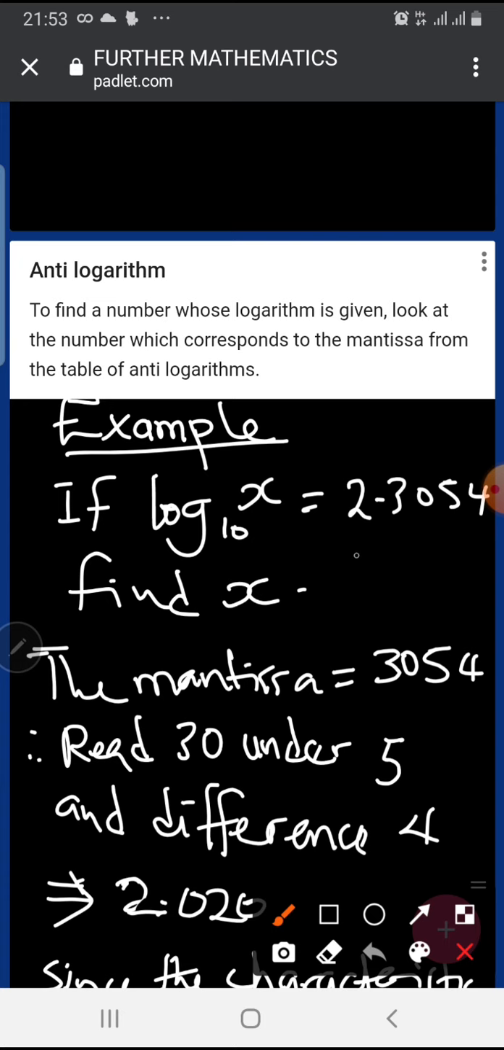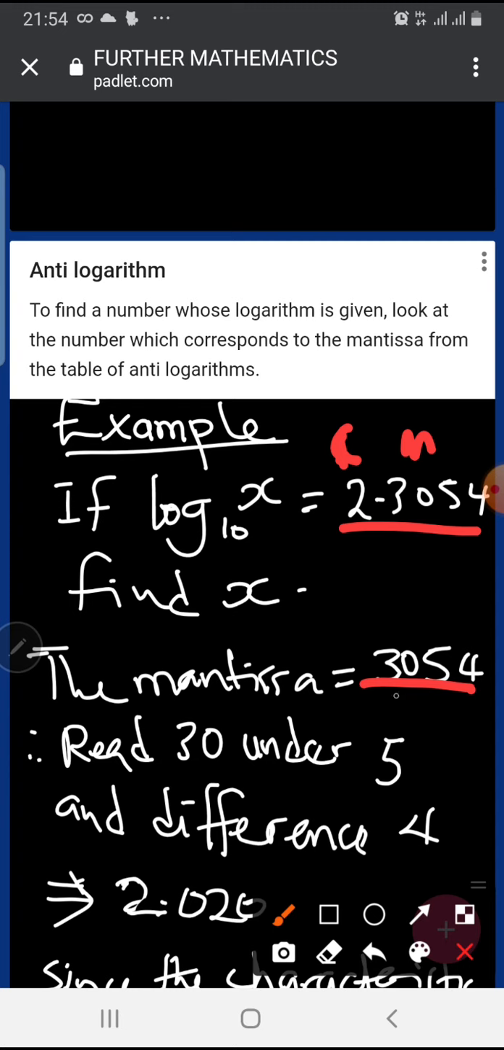So, if log x base 10 is equal to 2.3054, what this question is simply saying is, you are given the log, and you have to find the number. The number is the x that you are looking for. Now, 2 is the characteristic, while 3054 is the mantissa. So now you consider your mantissa, 3054, and you read 30 under 5 difference 4.